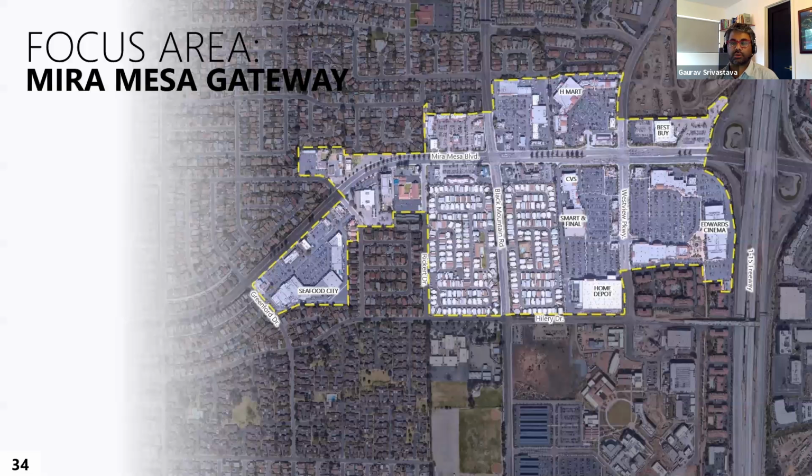Moving on to our second focus area for today's conversation. This is looking at Mira Mesa Gateway, which is about a 135-acre footprint that's just east of the 15 freeway along Mira Mesa Boulevard. And again, it's primarily retail and commercial uses, with the uses that are further east more freeway oriented given its adjacency to the freeway, with again a significant number of community serving amenities, including Smart and Final, CVS, H Mart, the cinema, Best Buy, and Seafood City.